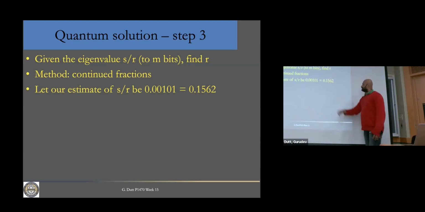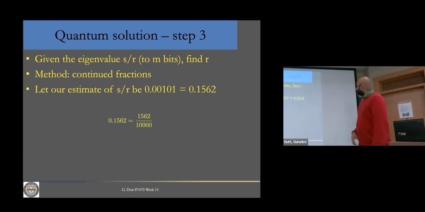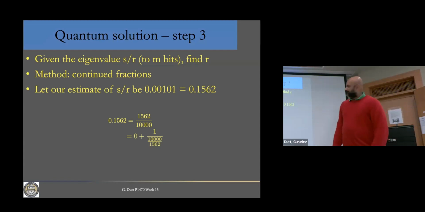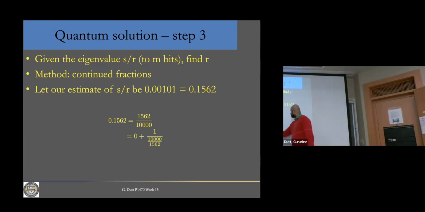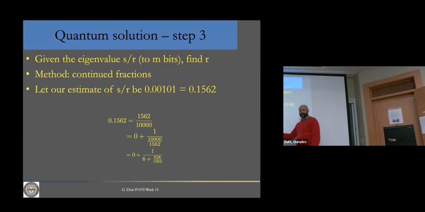Okay, that's what this is. So that is this 0.1562. We can write 0.1562 in decimal as 1562 divided by 10,000. Straightforward. I write that as 0 plus 1 over 10,000 by 1562. Again, completely allowable. And now I divide out 10,000 by 1562.